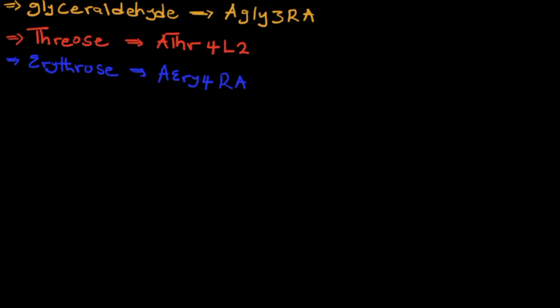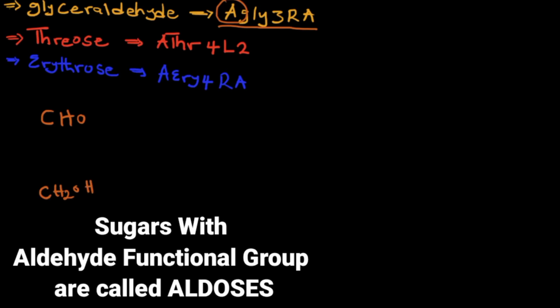So the code for glyceraldehyde is A-gly3RA, where A is representing what? An aldehyde. Okay, so I'm going to start with my aldehyde backbone. So this is my aldehyde backbone. Whenever I see the name A, aldehyde, the first thing that comes to my mind is the first and the last carbon.